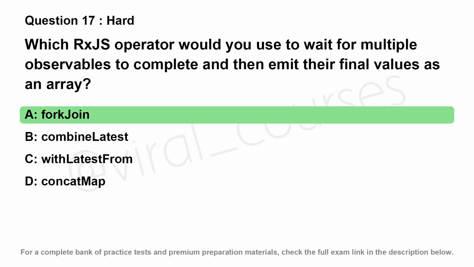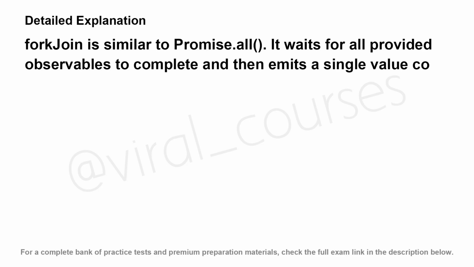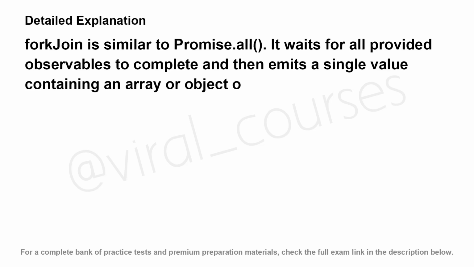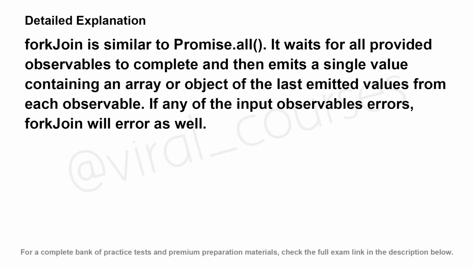The correct answer is A. forkJoin is similar to Promise.all. It waits for all provided observables to complete and then emits a single value containing an array or object of the last emitted values from each observable. If any of the input observables errors, forkJoin will error as well.